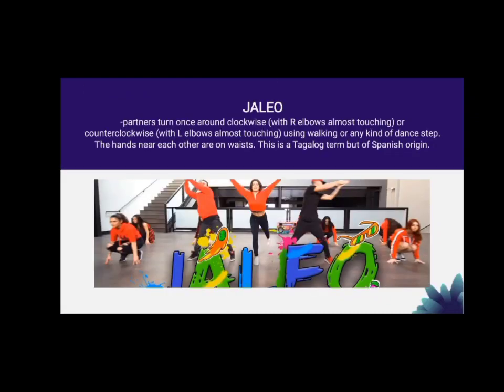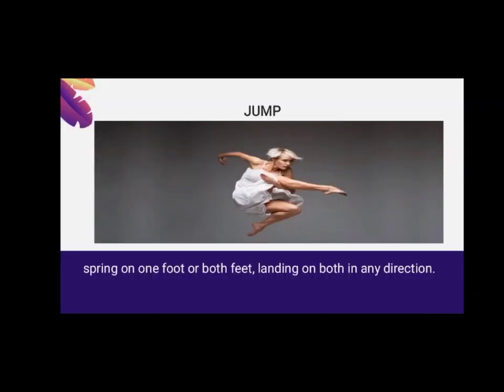Haleo. Partners turn once around clockwise with right elbows almost touching or counterclockwise with left elbows almost touching. Using walking or any kind of dance step, the hands near each other are on waist. This is a Tagalog term but of Spanish origin. So, the picture you can see here is an example of haleo.